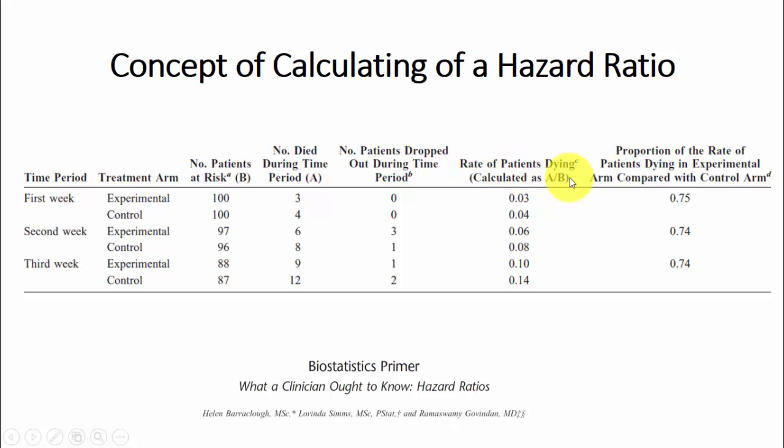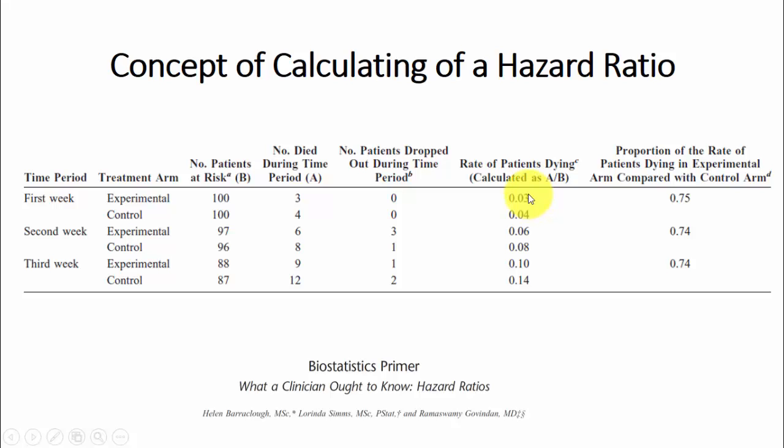Here the hazard rate is the rate of patients dying, which will be A over B. That means the number of patients who died in a time period, which is the first week, divided by the number of patients at risk for each arm individually. So it will be 0.03 for the experimental arm and 0.04 for the control arm, and we can see that the hazard rate is greater in the control arm, or is less in the experimental arm.